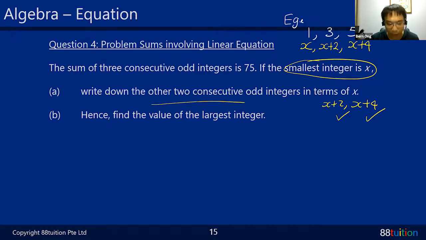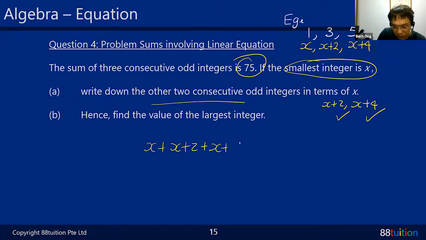Yes, okay, come. So, hence find the value of the largest integer. They give you the three consecutive integers, right? And the sum is 75. Sum means you must add. So x plus x plus 2 plus x plus 4. The sum means you add them all up, and this must give you 75. So you're actually forming an equation. Can you see now? Very important in Sec 1. In Sec 2, you'll form more equations. So this is the basics of the basics.